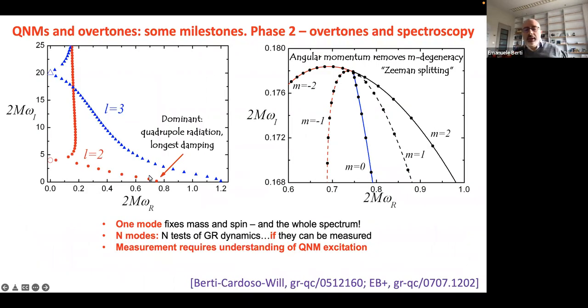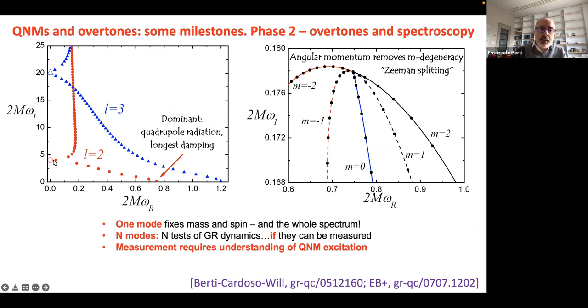Now, if you do this using either numerical or analytical methods, what you discover is that the spectrum looks like so. Take the dominant mode for gravitational perturbations. Because gravitational radiation is quadrupolar, the dominant mode is going to be the L=2 mode. And what you will discover is that the spectrum looks like the red dots here. You have a mode with small imaginary part down here. This is called the fundamental mode for L=2.